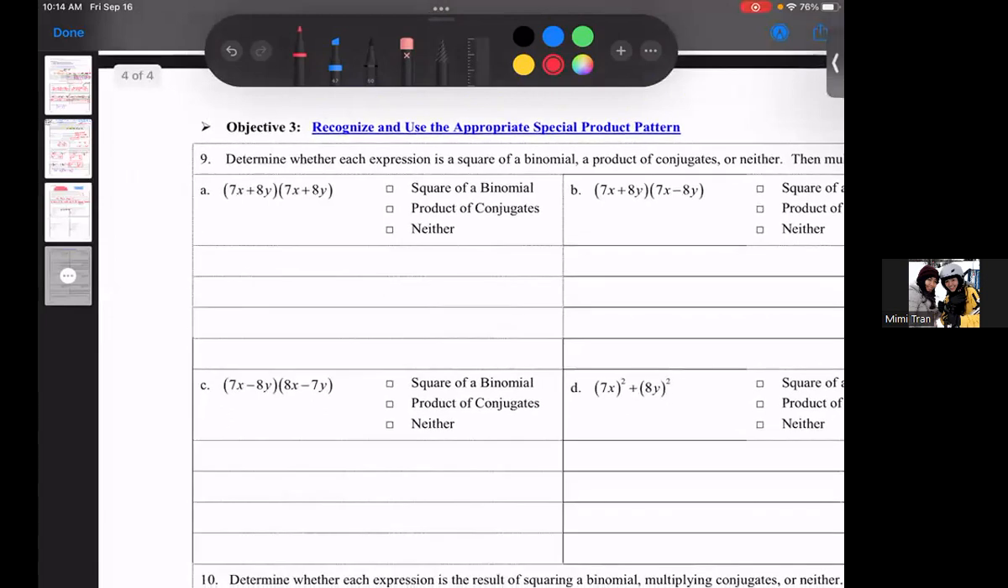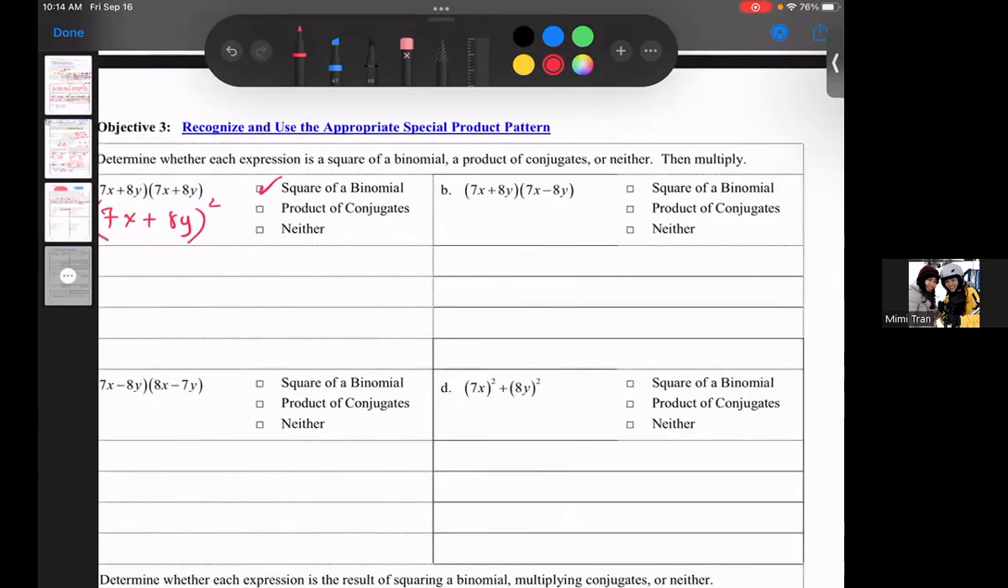9A. All the two binomials are the same. Yes, they are. So you can write it like this. That means the square binomial, right? B. Unless you're answering, don't talk. B. Very good.